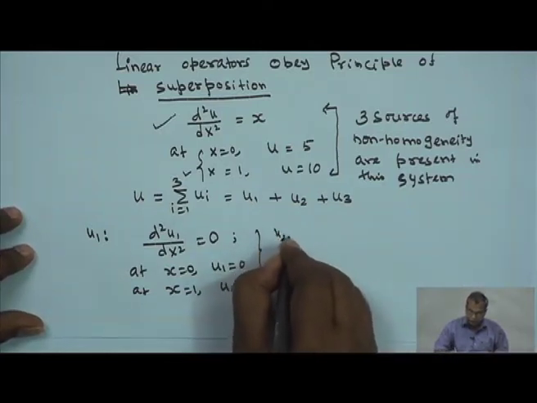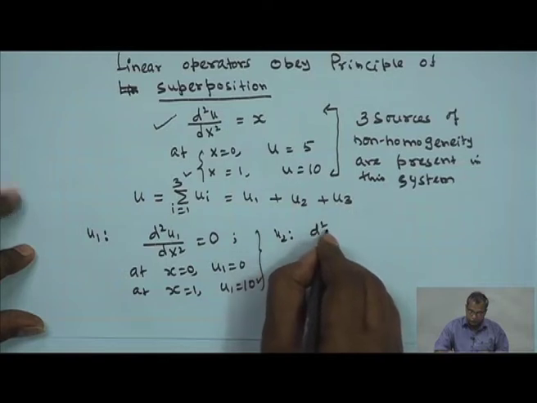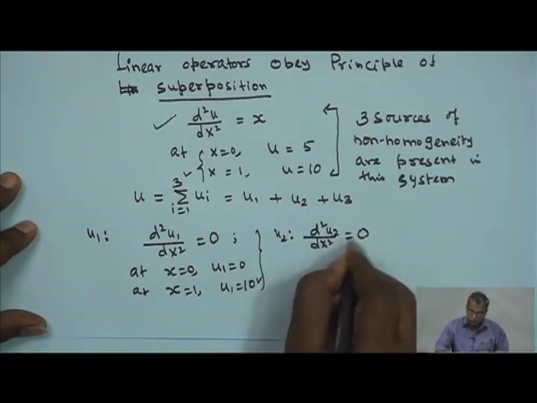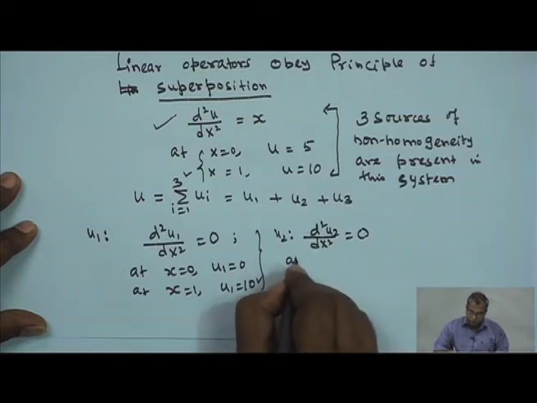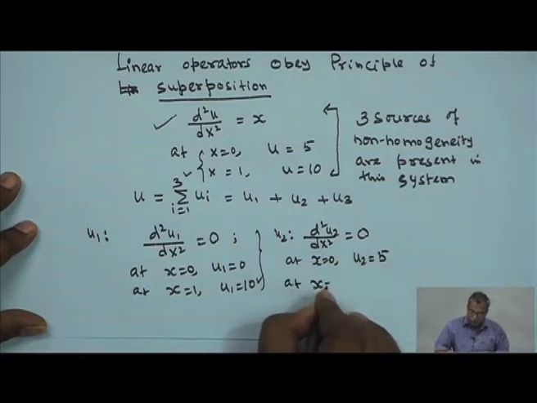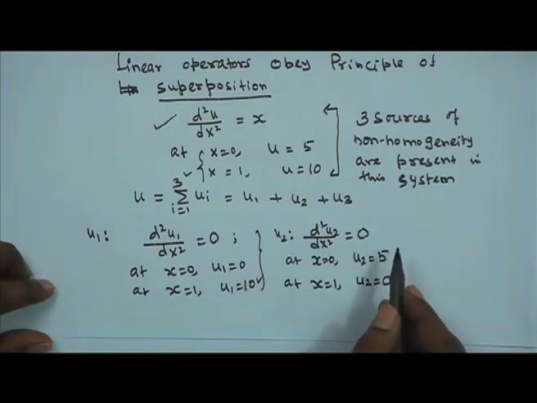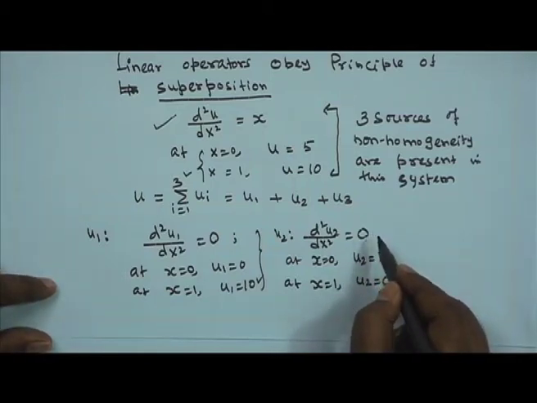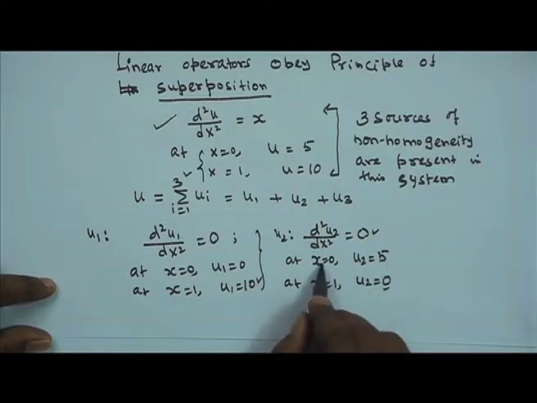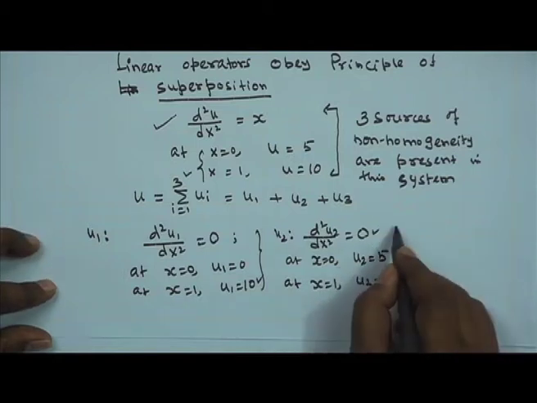So what is u2? u2 will be d squared u2 by dx squared equal to 0. At x is equal to 0, u2 is equal to 5, and at x is equal to 1, u2 is equal to 0. So in this case I am forcing the non-homogeneous term in the governing equation to vanish and the boundary condition at x is equal to 1 to vanish, keeping the non-homogeneity at x is equal to 0.